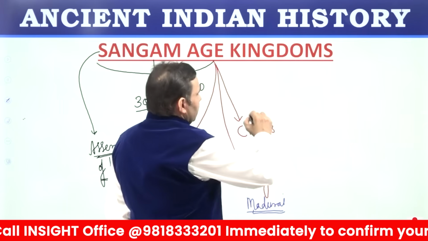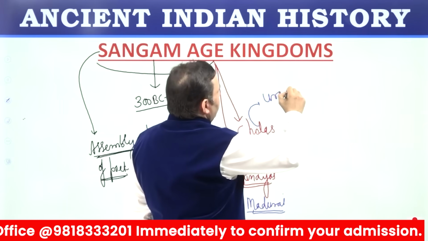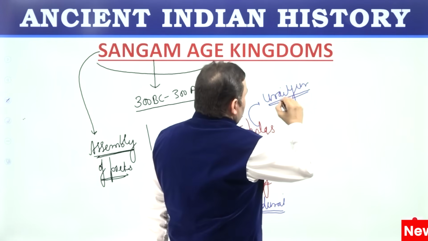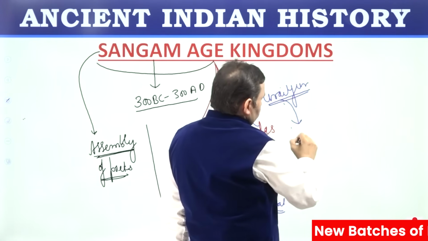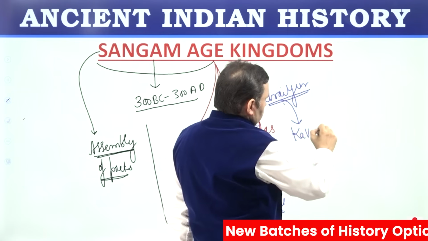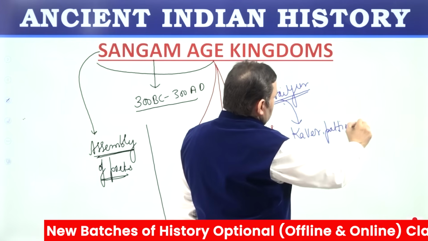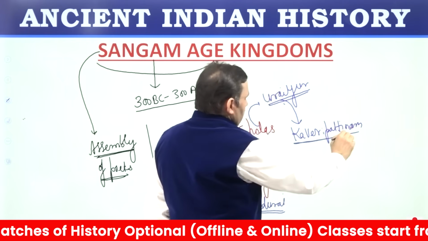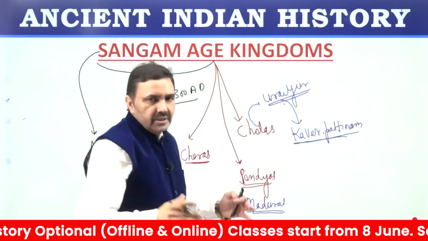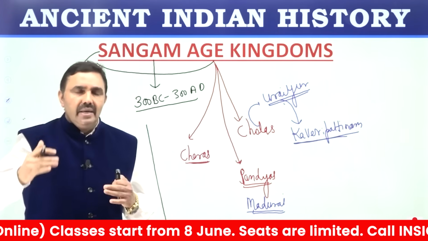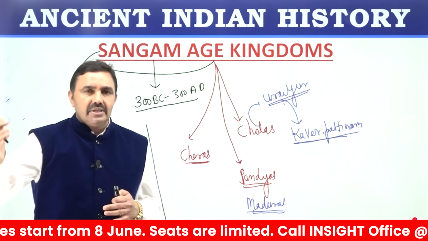Chola capital was initially Urayur. Urayur was famous for cotton trade. Later on, capital was shifted to Kaveri Pattinam. Chola rulers were most powerful among all these 3. Chola king Ellara conquered Sri Lanka in 2nd century BC. Chola king Karikala conquered Sri Lanka in 2nd century AD.